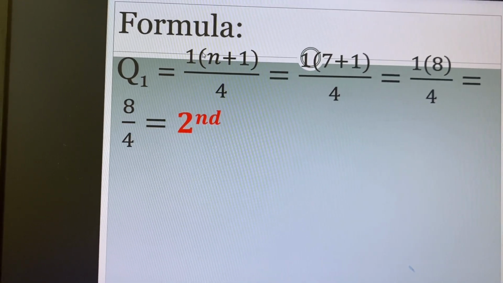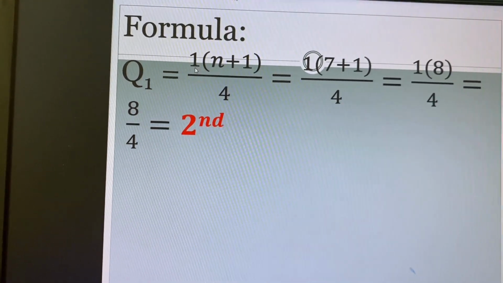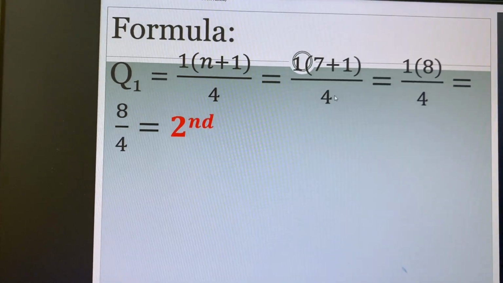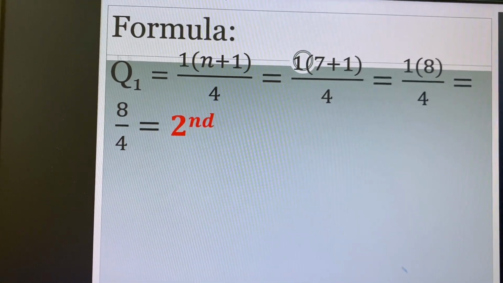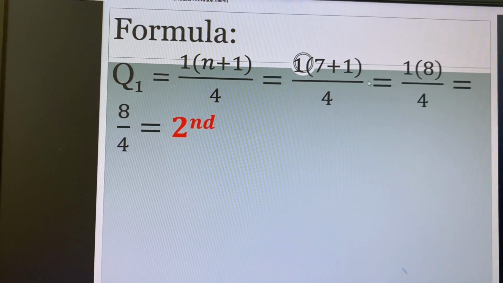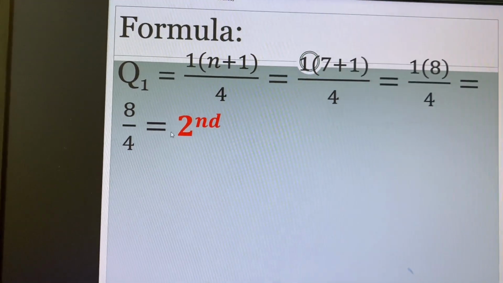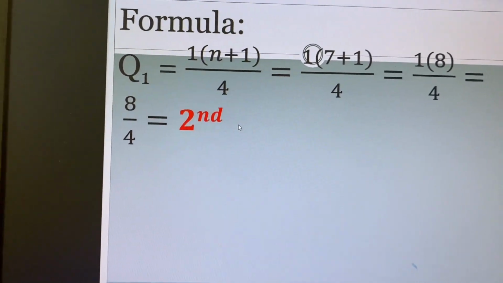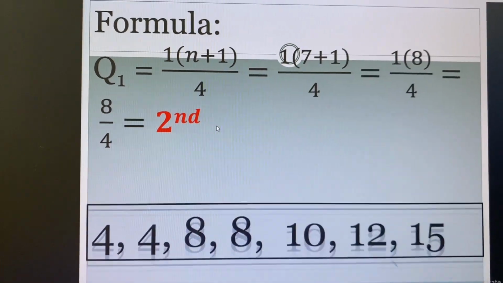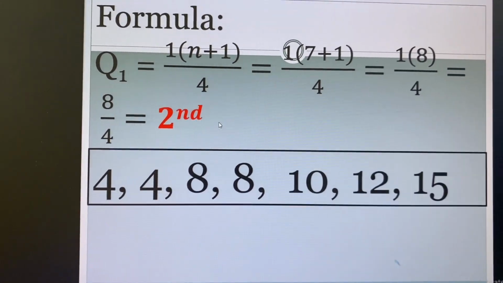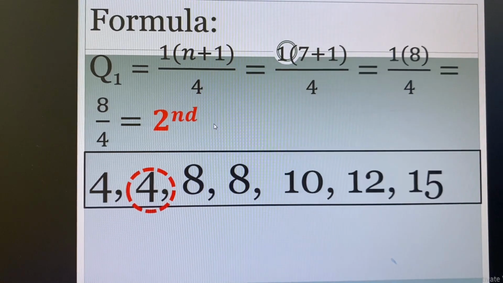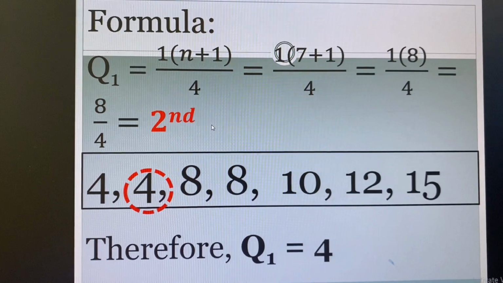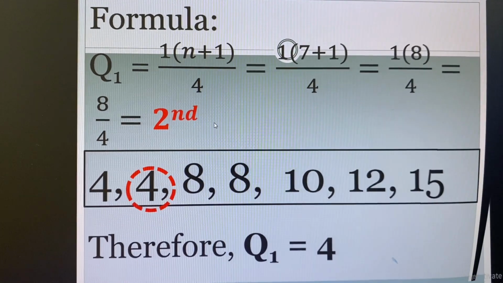Or you can remove 1 here, with or without 1, it's okay. It is equal to 1 times (7 plus 1) divided by 4. Then 1 times 8 over 4 equals 8 over 4, then equals 2. So which means the second term in the given set of data. So we have the second term is 4. Therefore, quartile 1 or Q1 or the lower quartile will be equal to 4.